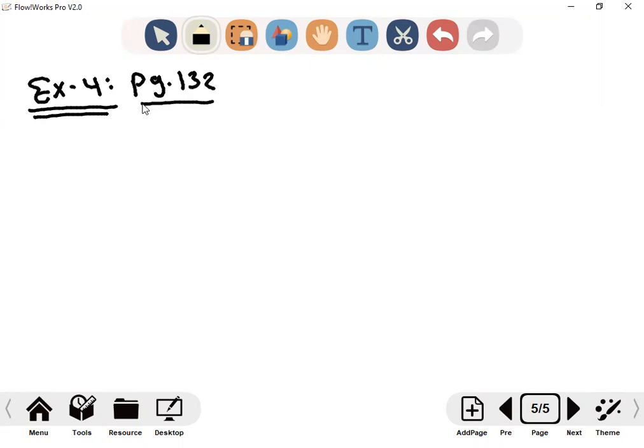Now, in example 4, the question wants us to find 11 plus negative 4. Now, focus with me here. We said if we have the same sign, we add and put the same sign. Different signs, subtract and put the bigger sign, right? The 11, what's the sign of the 11 here? What do we have before the 11?